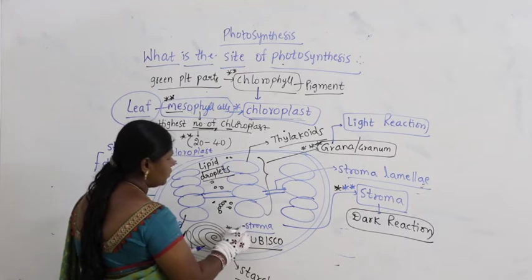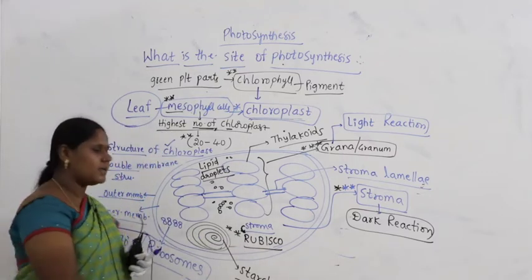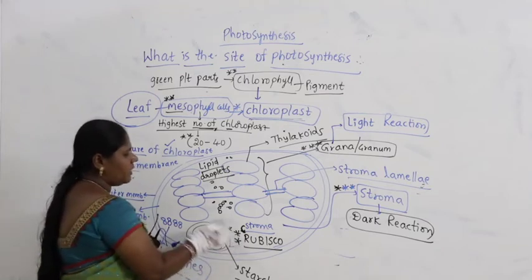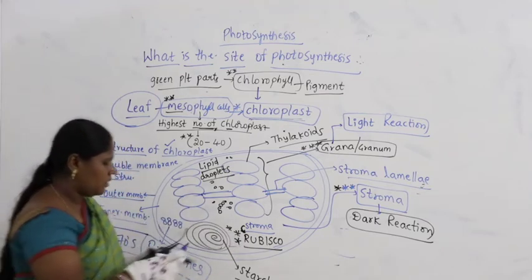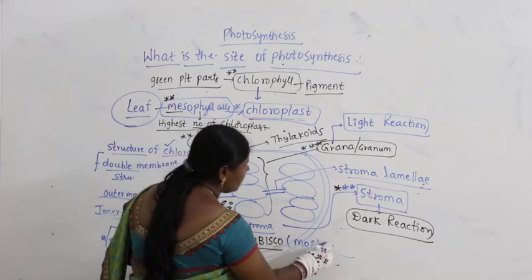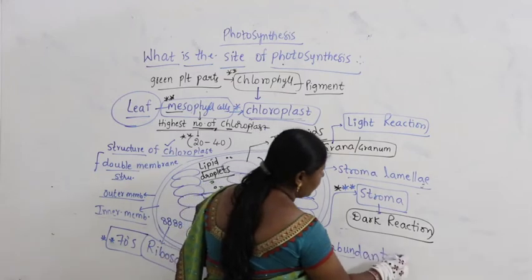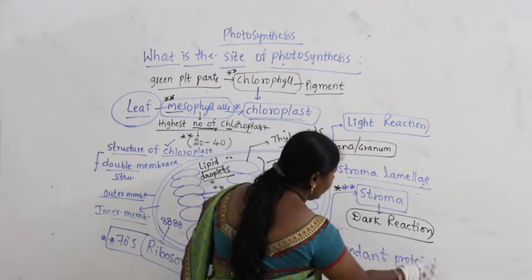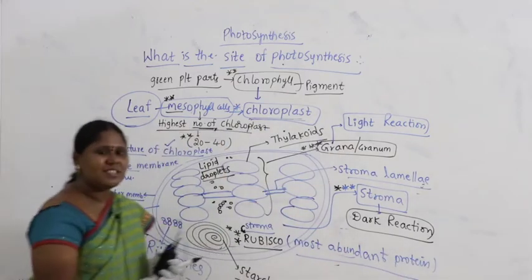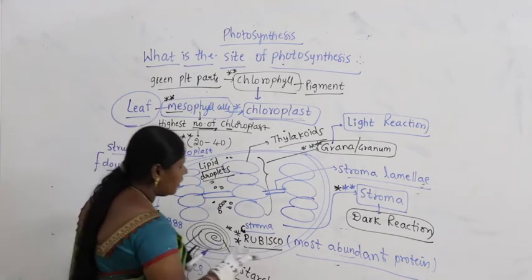Where is the location of rubisco? In the stroma of the chloroplast. Very important. Did you remember? Right. So, what is rubisco? Rubisco is considered the most abundant protein. The most abundant protein in the entire biosphere is nothing but rubisco.